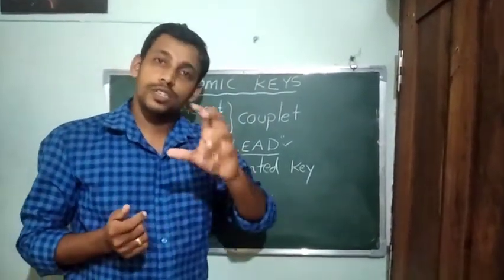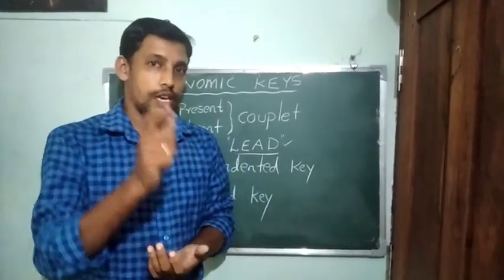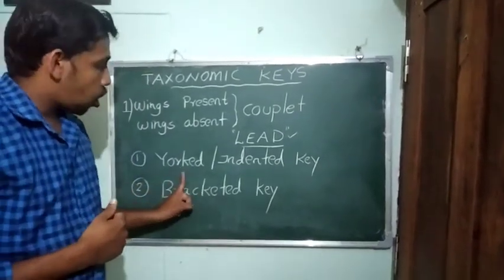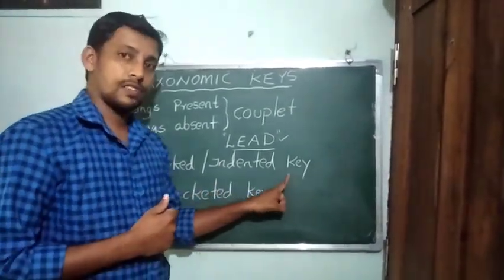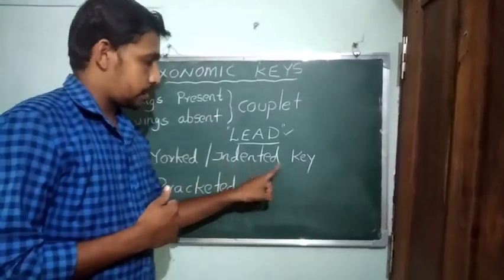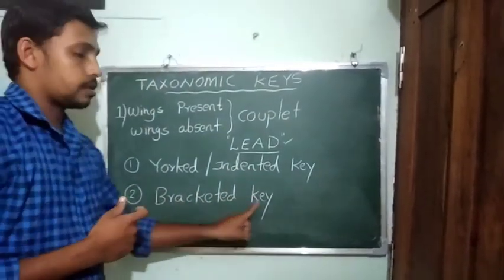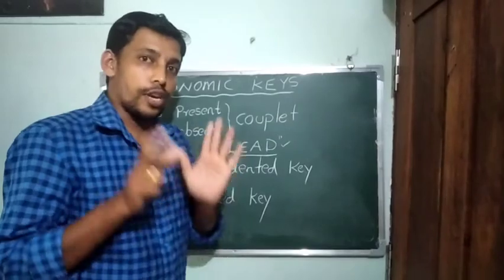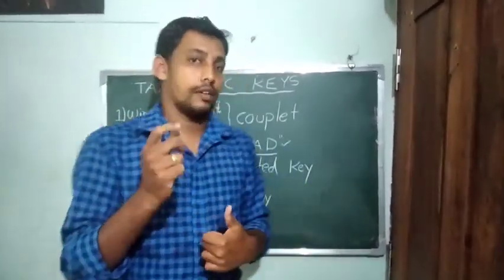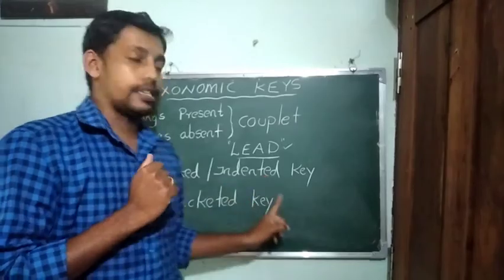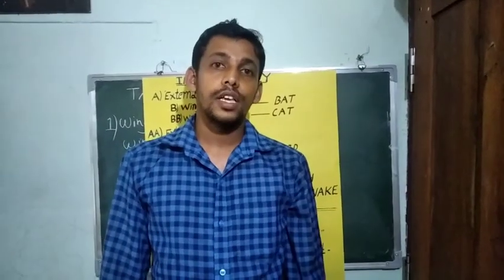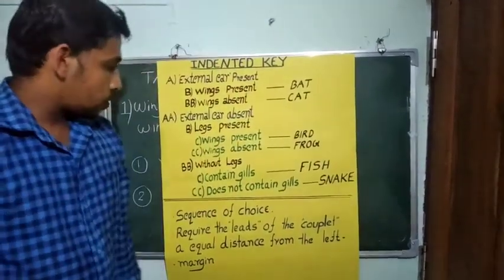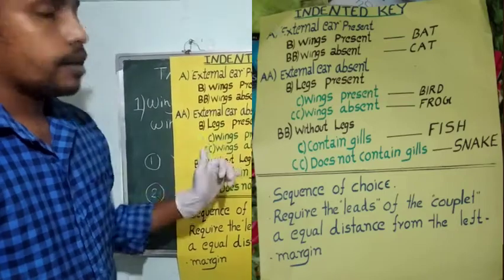We must have a brief knowledge of the two types of taxonomic keys. They are the yoked or indented key, and the bracketed key. Now we are going to study the indented key. This is the model of the indented key.